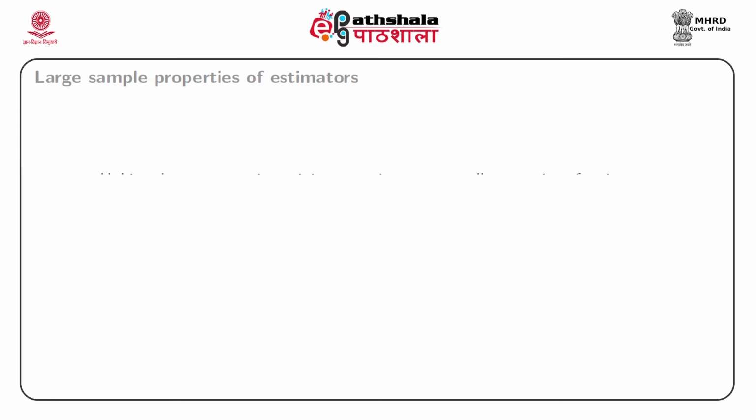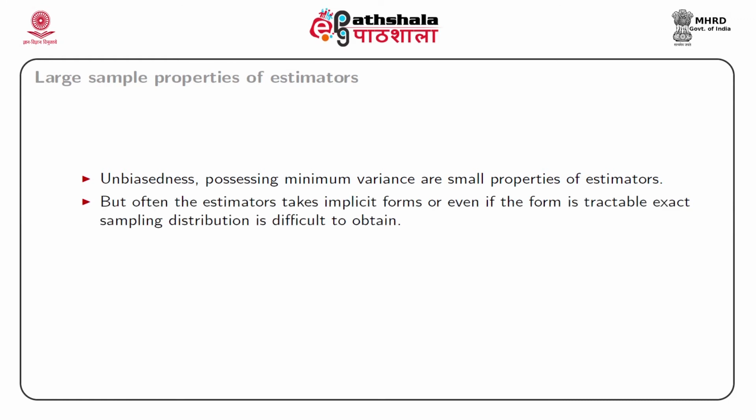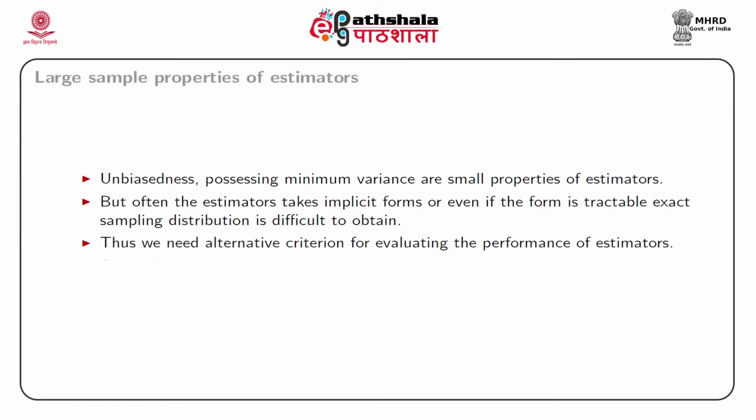Next, we pass on to our next topic, which is large sample properties of estimators. Unbiasedness and possessing minimum variance are small sample properties of estimators, but often the estimators take implicit forms, or even if the form is tractable, the exact sampling distribution is difficult to obtain. Thus, we need alternative criteria for evaluating the performance of estimators. One such property is consistency.